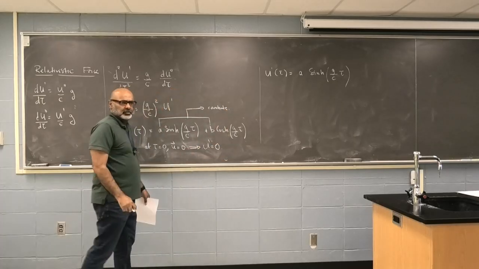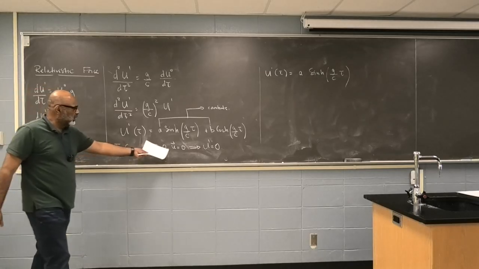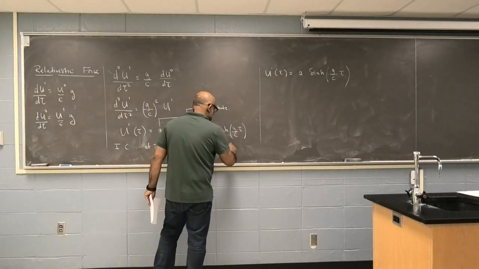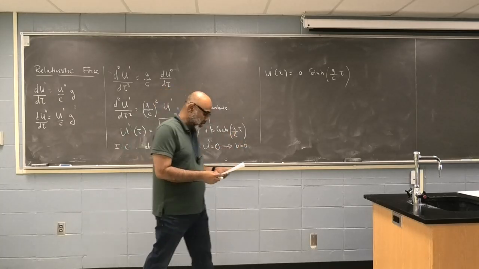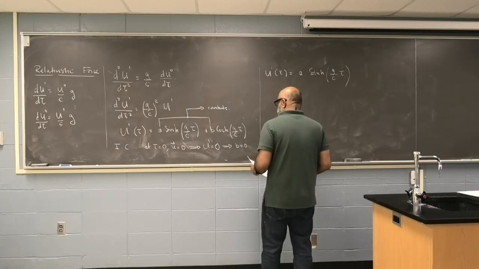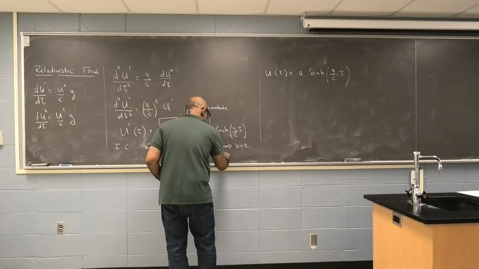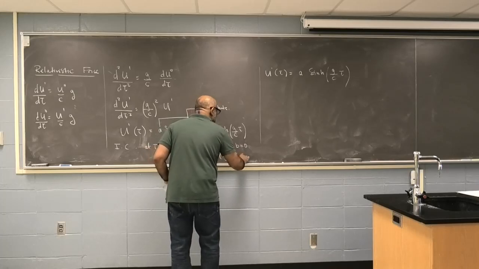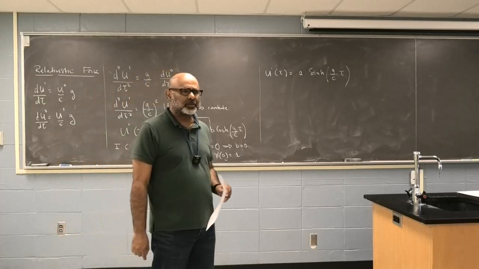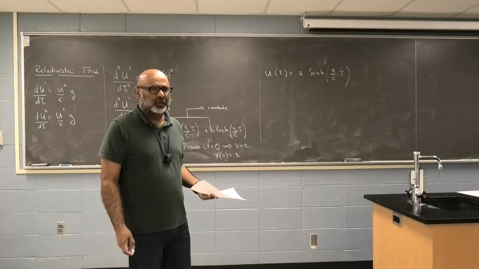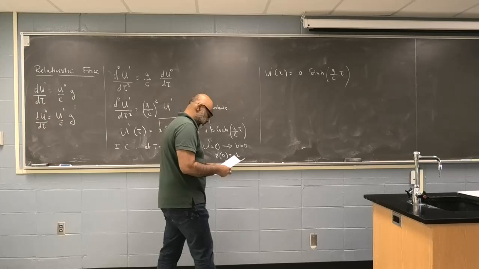Some numbers, depending on the initial condition. In particular, this requires that B equals 0. Notice, since this is 0, gamma 0 is 1, because gamma is 1 over the square root of 1 minus beta squared. If u is 0, beta is 0, so gamma is 1. Initial gamma is 1.